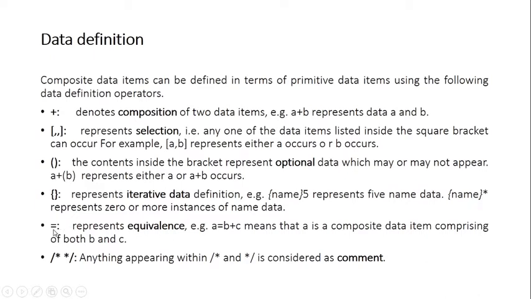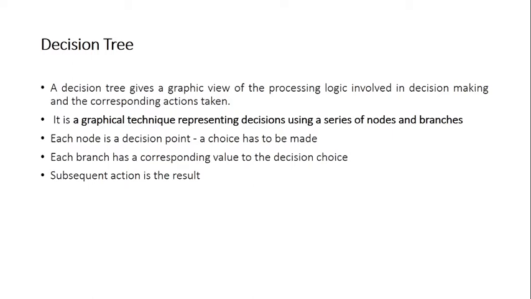Then the other one is an equivalence operator. It's simple. If I say A equals B plus C, it means A is a composite data item comprising both B and C, right? So A constitutes or is composed of B and C. So this is equivalence. Then this is a comment operator. Anything written in this comment is considered description only. So these are the basic operators used in the data dictionary, and the entire information is represented according to this only. So this was all about your data dictionary.